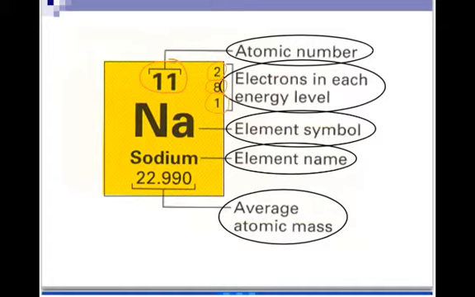Then of course we have the element symbol, the element name, and the average atomic mass, which we sometimes see also referred to as the average atomic weight.